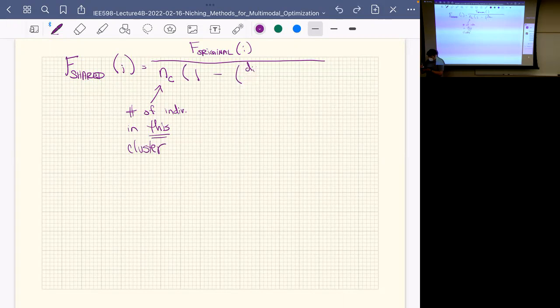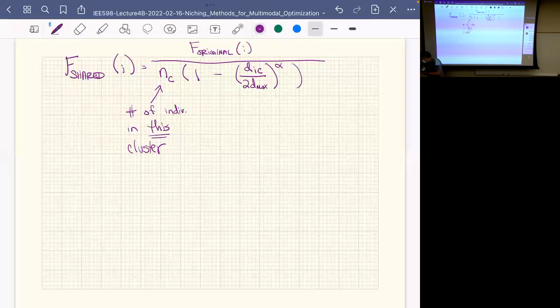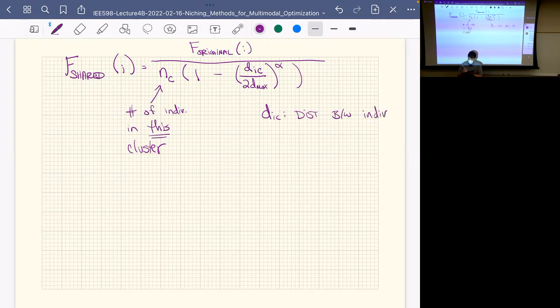Oh, okay, this is going to be DIC divided by 2 D max, and that whole thing to the alpha. All right, so DIC is the distance between the individual and the centroid of the cluster.